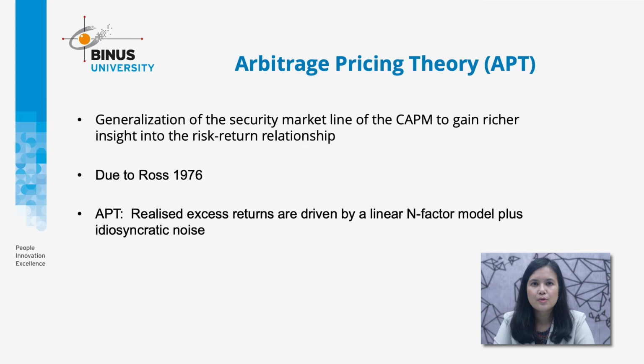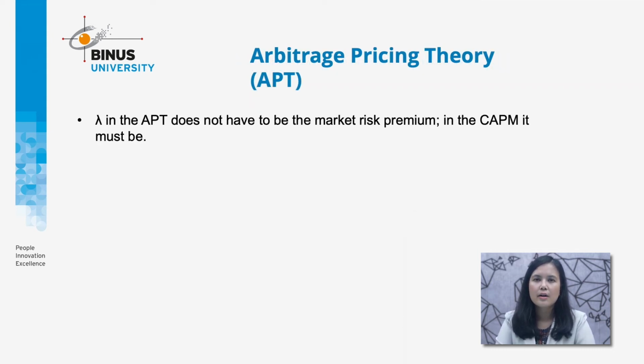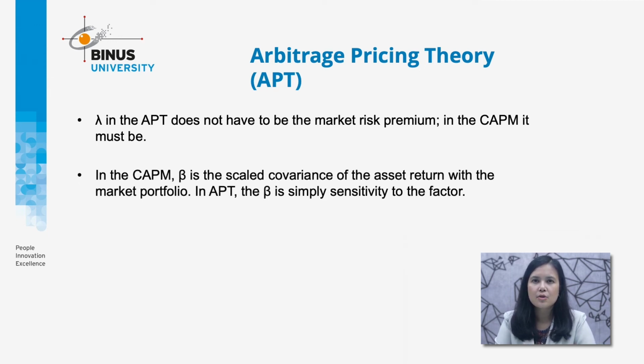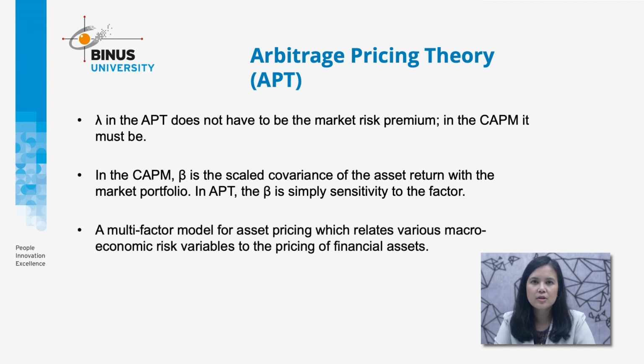APT is a multi-factor asset pricing model based on the idea that an asset's returns can be predicted using the linear relationship between the asset's expected return and a number of macroeconomic variables that capture systematic risk. One difference from CAPM is that lambda in the APT does not have to be the market risk premium. In the CAPM, it must be. In the CAPM, beta is the scaled covariance of the asset return with the market portfolio. In APT, the beta is simply the sensitivity to the factor. So, APT can be concluded as a multi-factor model for asset pricing which relates various macroeconomic risk variables to the pricing of financial assets.